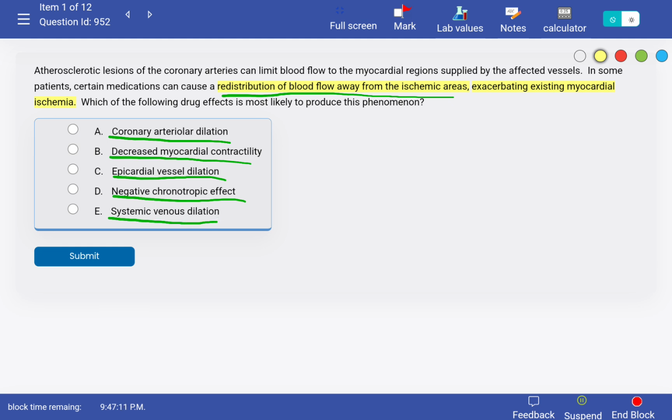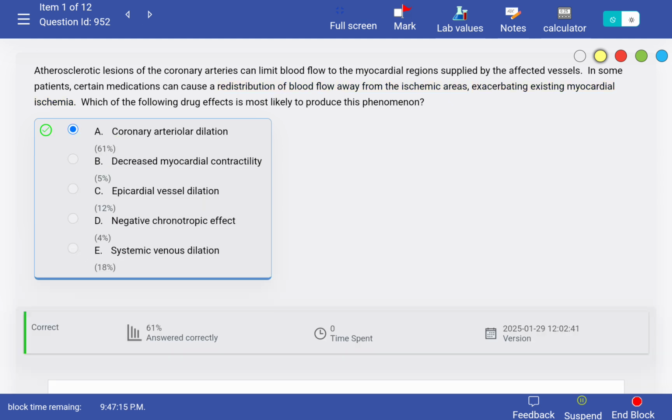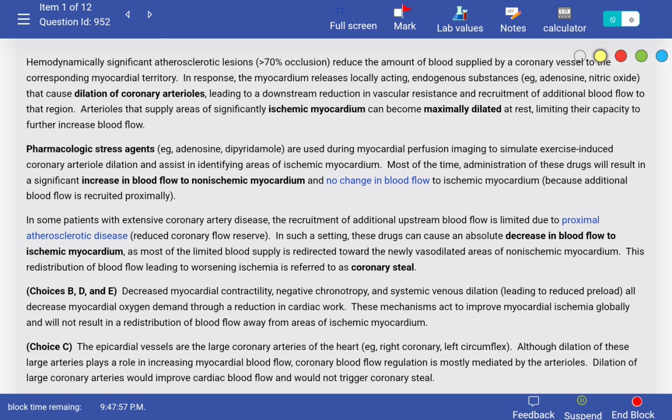So the correct answer for this question is option A. Why? Let us see the explanation. Hemodynamically significant atherosclerotic lesions, that is greater than 70% occlusion, reduce the amount of blood supplied by a coronary vessel to the corresponding myocardial territory.